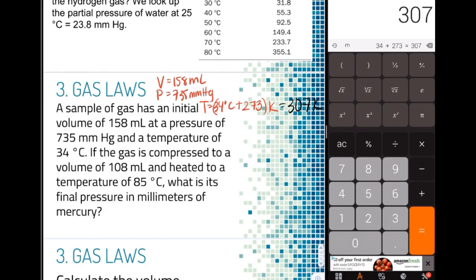Okay, so this is 307. Don't let any gas law, your temperature cannot remain in Celsius at all, so just don't even let it sit on your paper like that.